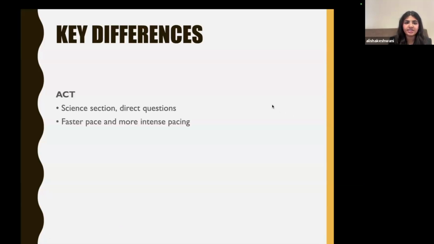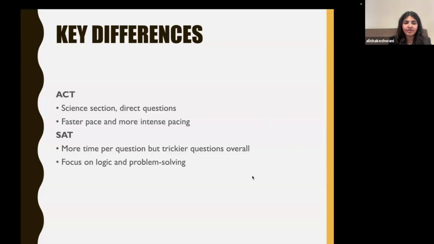Okay, so sorry, going back to the key differences, the ACT is also going to be a faster pace and a little bit more intense in terms of the time you're given. So you're going to have, on average, less time per question. For the SAT, you're going to have more time per question, but usually the questions are a little bit more difficult because you're given that extra time. Personally, I took both the ACT and SAT, but I ended up going with the SAT because I don't really like being under a time crunch like that. So it just depends on what works better for you, and you can obviously try both and figure that out. Along with that, the SAT focuses more on logic and problem solving because you are given that extra time to work through those problems a little bit more.